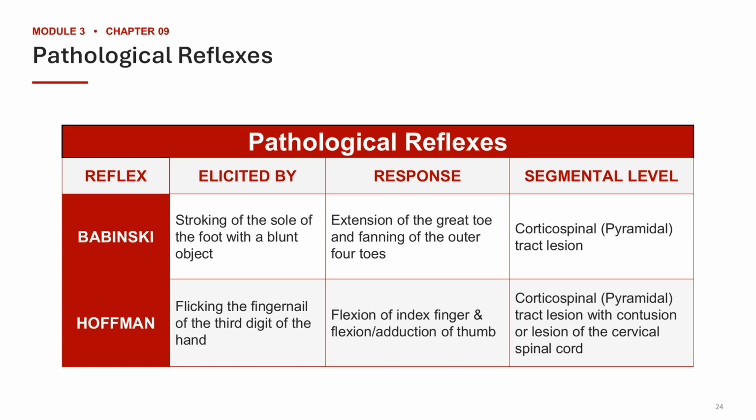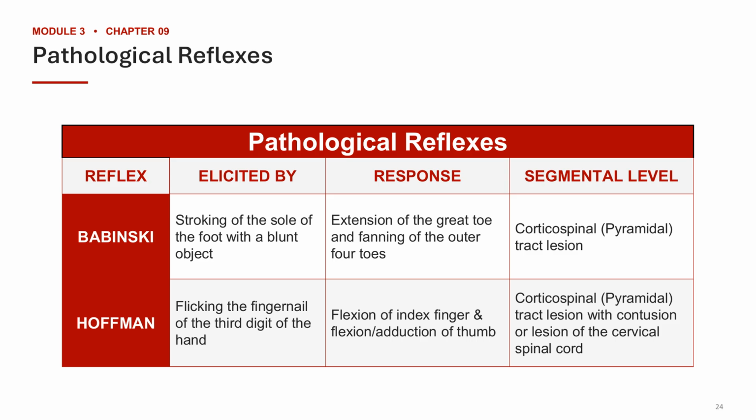These two reflexes are worth knowing in exact detail because they are asked about with exact detail. The Babinski sign, elicited by stroking the sole of the foot with a blunt object from the heel along the lateral border and across the ball. The positive response is extension, dorsiflexion, of the great toe with fanning of the outer four toes. What it signifies is a corticospinal or pyramidal tract lesion. Note that it is not localized to a spinal segment. It tells you the tract is involved, not where along it.